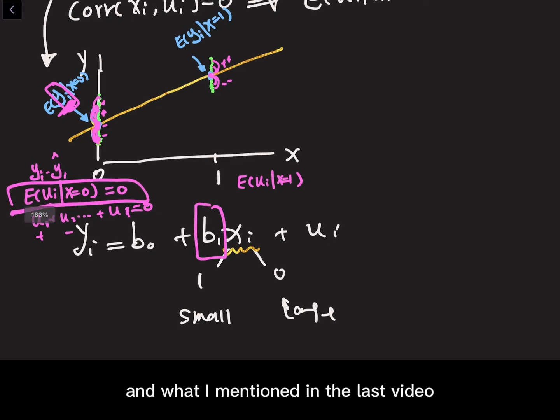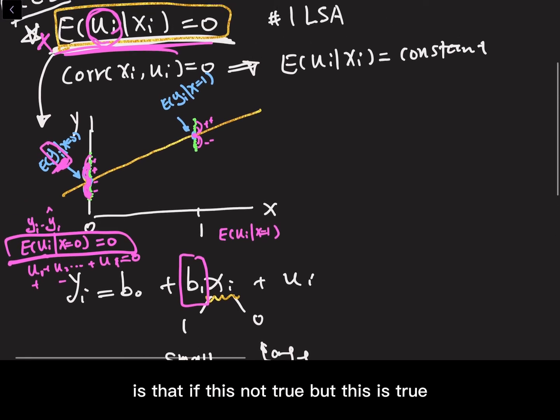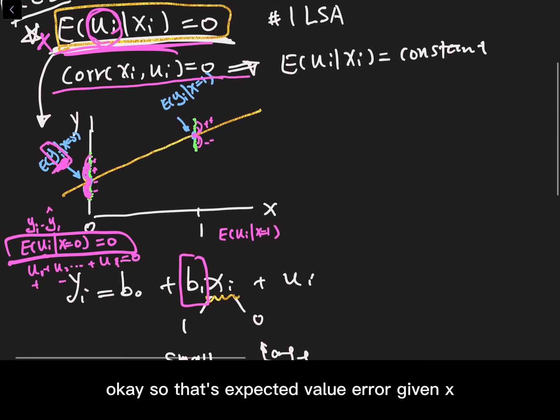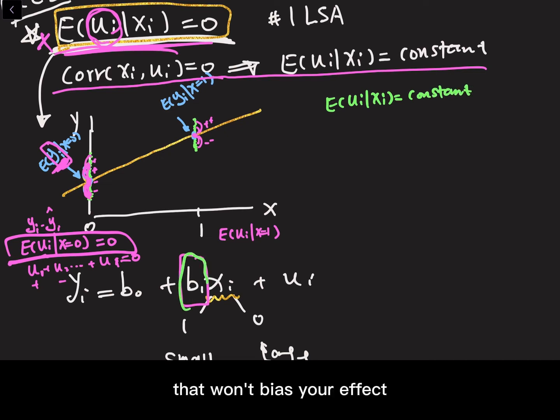What I mentioned in the last video is that if the expected value of error given x is not 0 but is a constant, that is totally fine. That won't bias your effect, as you can see if you look at it graphically.